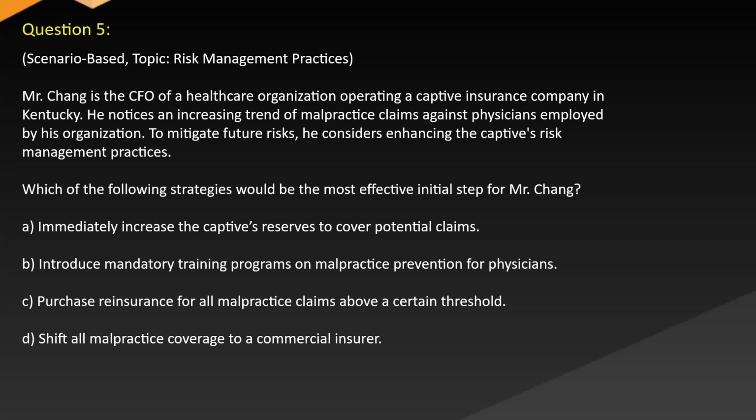Which of the following strategies would be the most effective initial step for Mr. Cheng? A. Immediately increase the captive's reserves to cover potential claims. B. Introduce mandatory training programs on malpractice prevention for physicians. C. Purchase reinsurance for all malpractice claims above a certain threshold. D. Shift all malpractice coverage to a commercial insurer.